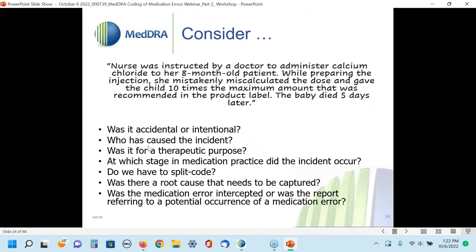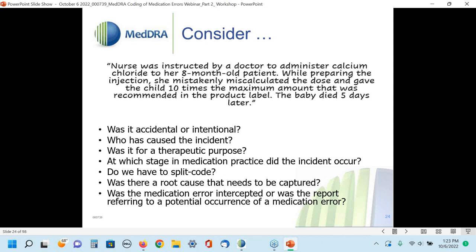But again, the first 3 are the most important ones in terms of deciding accidental or intentional, who's responsible for the accidental or intentional act, and was there a therapeutic purpose? When we start talking about intercepted medication errors, the stage at which an error occurred is key. This one I just want to speak about briefly, which is, do we have to split code?